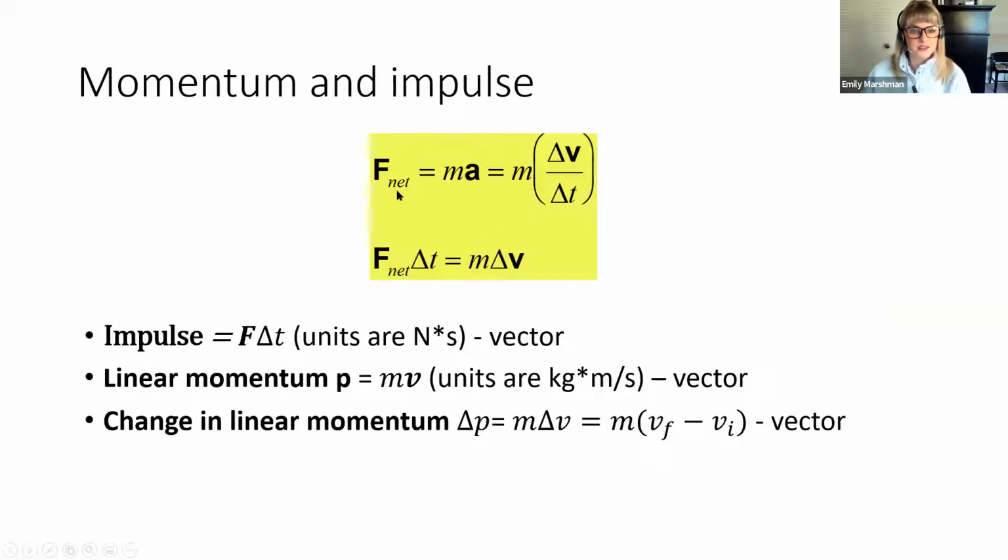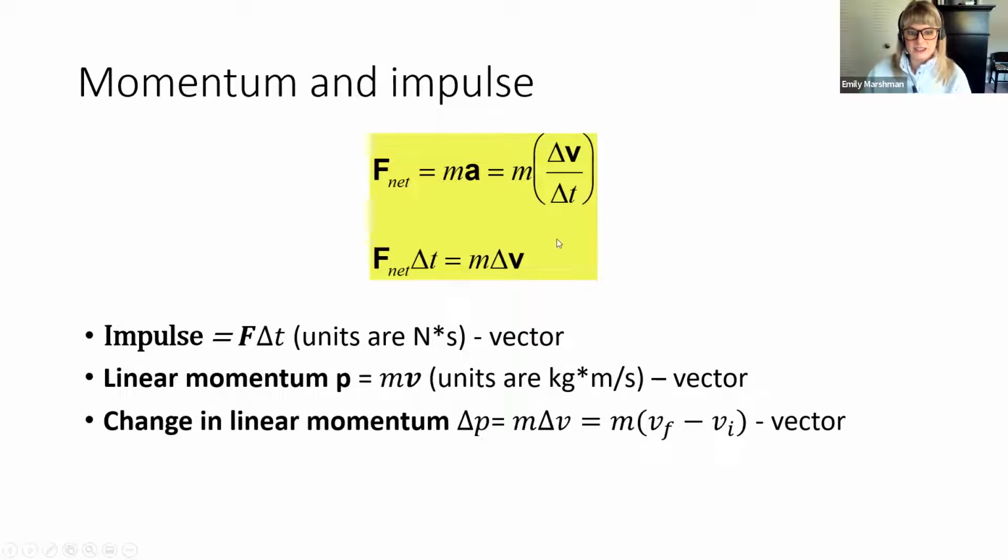Newton's second law tells us that the net force acting on an object is equal to its mass times its acceleration. We can rewrite this slightly to say that the acceleration of the object is equal to its change in velocity over change in time. That's the definition of acceleration, change in velocity over change in time. So there's nothing really new here. This is still Newton's second law. We've just written it in a slightly different form.